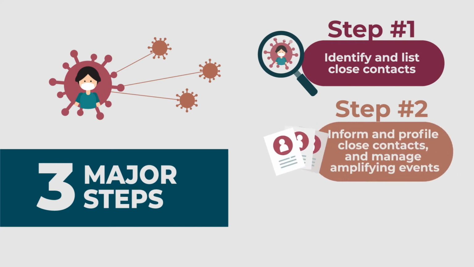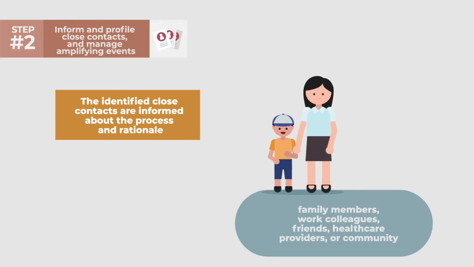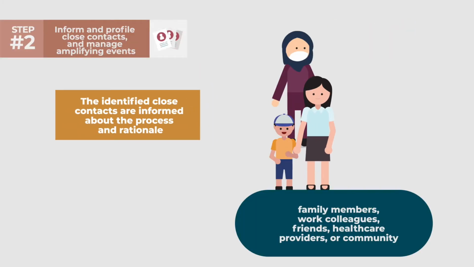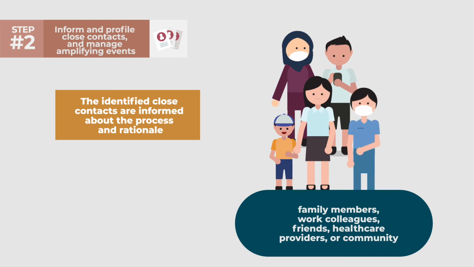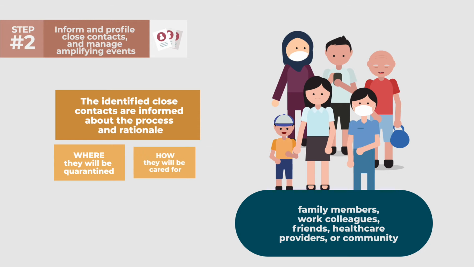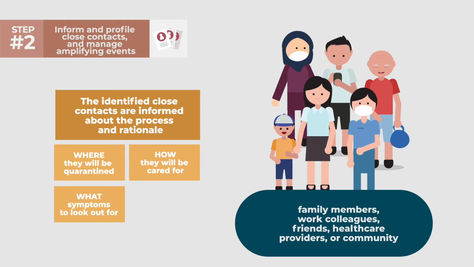Step 2. Inform and profile close contacts and manage amplifying events. The identified close contacts are informed about the process and rationale for contact tracing and information on quarantine, where they will be quarantined and how they will be cared for, what symptoms to look out for during the monitoring period, what to do if they become unwell, and any other query or concern raised by the close contact.